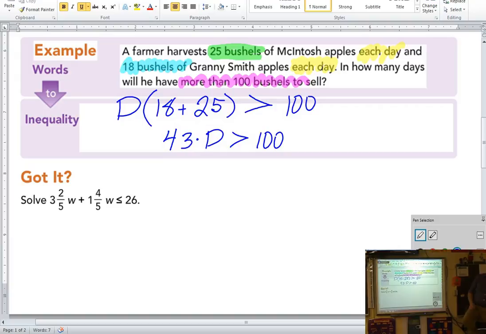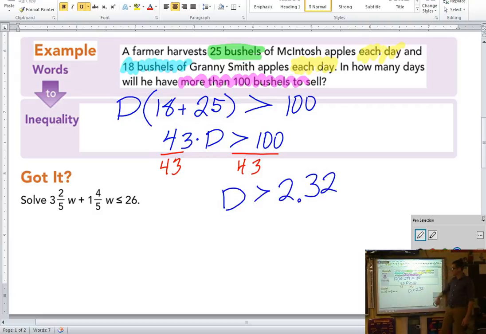Jaslyn, to get our solution for D, what do we do here? Divide by 43 on both sides. And we know that 100 divided by 50 would be 2. So 100 divided by 43 is going to be more than 2. So it's going to be 2.325581. So we're good with 3, because all this really tells me is how many days? 3 or more. So I need to wait. It will take me 3 days or more.